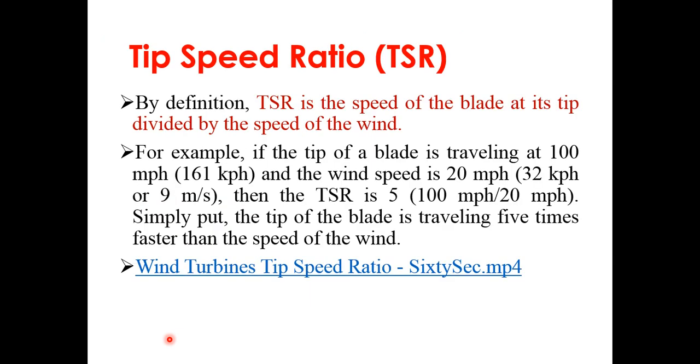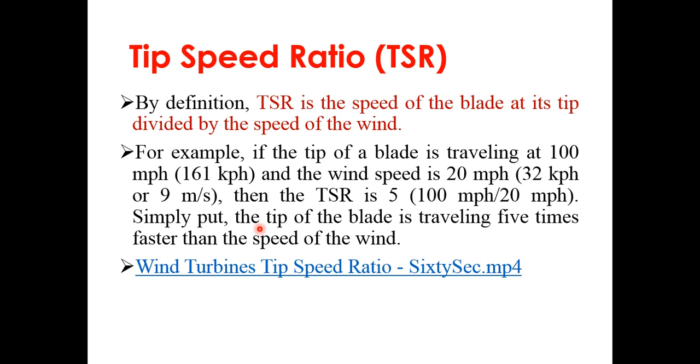Now this is a very broad term. You can access this link in the upcoming slide, where you can see how to explain this practically. By definition, the tip speed ratio is the speed of the blade at its tip divided by the wind speed. So let's have an example. If the tip of the blade is traveling at 100 miles per hour and the wind speed is 20 miles per hour, which in kilometers per hour is around 32 km per hour, and about 9 meters per second, then the TSR is simply 100 divided by 20, that is 5.